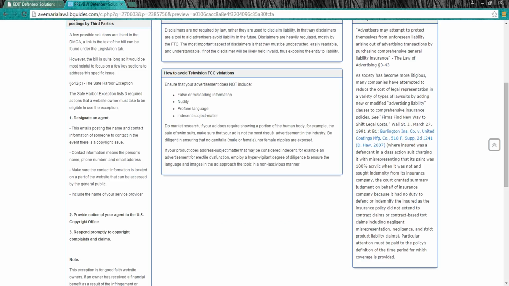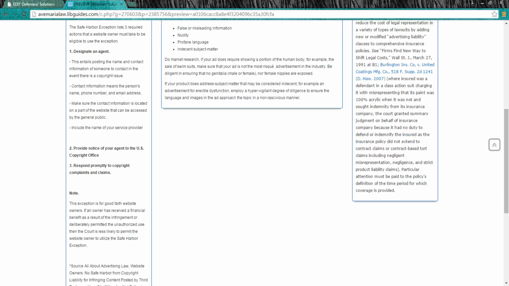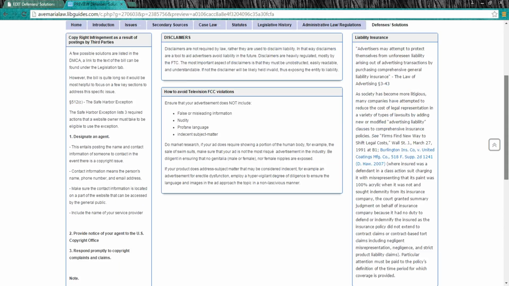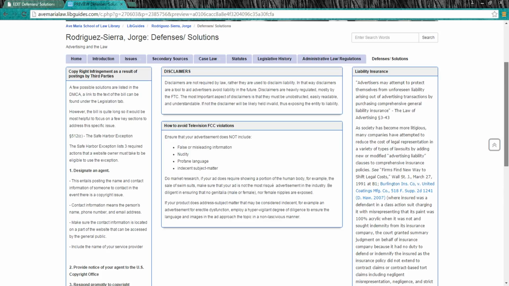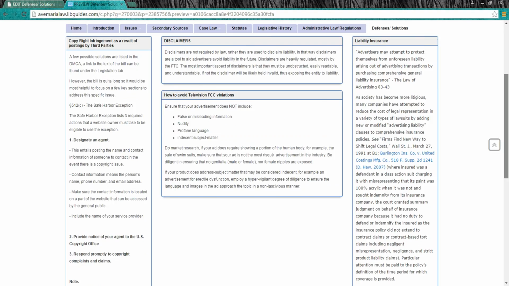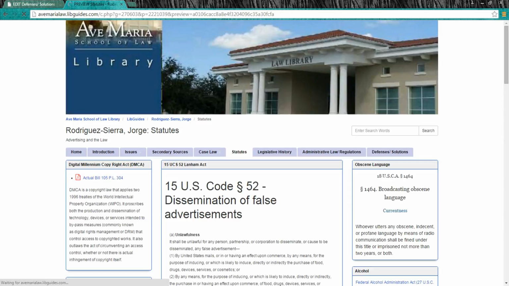There are three things you've got to do. You have to designate an agent, provide notice of your agent to the Copyright Office, and then respond promptly to copyright complaints and claims. And this is a good faith exception to the law. Copyright infringement is strict liability, it's black and white. Did you infringe or did you not? This is the safe harbor exception, a good faith defense that you can use. As long as you do these three steps, you can shield yourself from liability. So under statutes, I mentioned that.